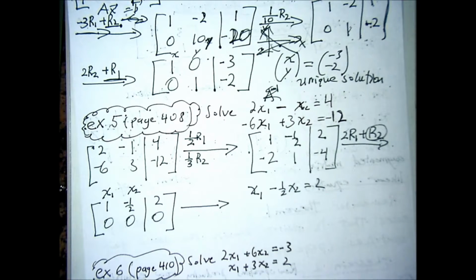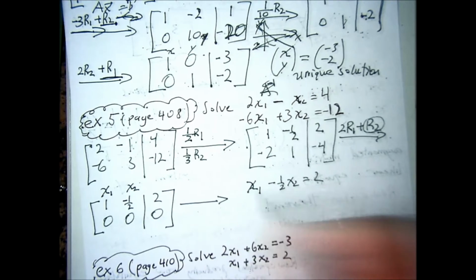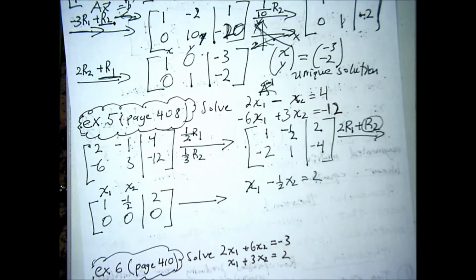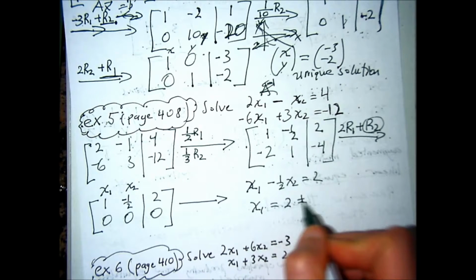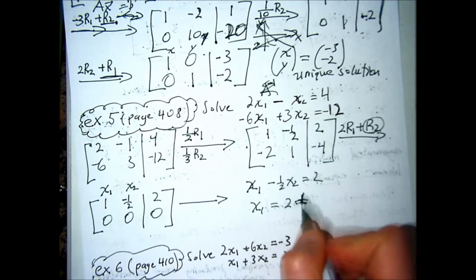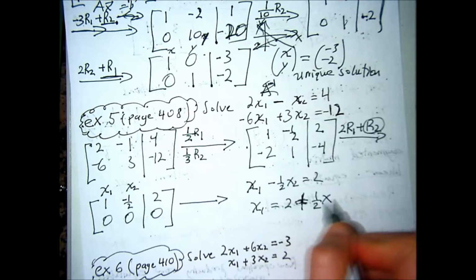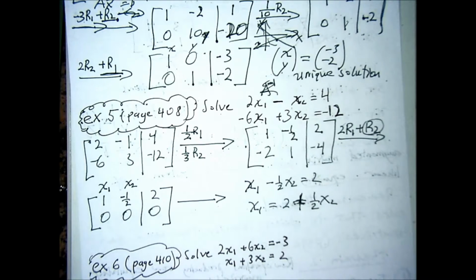So what does this mean? I've reduced this using row operations, which again, do not change my solution. That's the important thing to remember, we're preserving the solution. Let me go ahead and solve this for x1. I would get x1 is equal to 2 plus 1 half x2. Well, that's nothing profound. I'm solving for x, right? The meaning of it is what's important here.